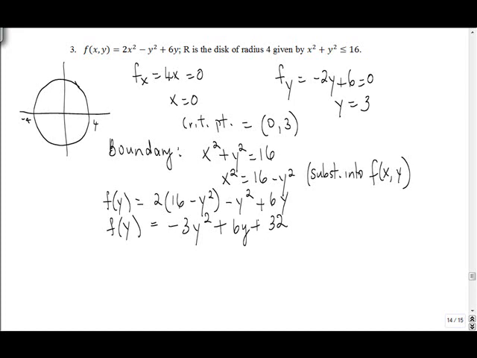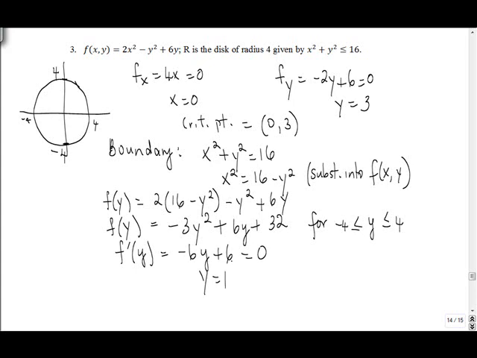And by the way, this only occurs between negative 4 and 4 on the y-axis, nowhere else. So put this for y between negative 4 and 4. I'm doing that because it's the circle. There are no straight lines, you see? So you have to have some kind of bounds. Okay, do the same thing. Find the derivative. f prime of y is minus 6y plus 6. Put it equal to 0. y is 1.